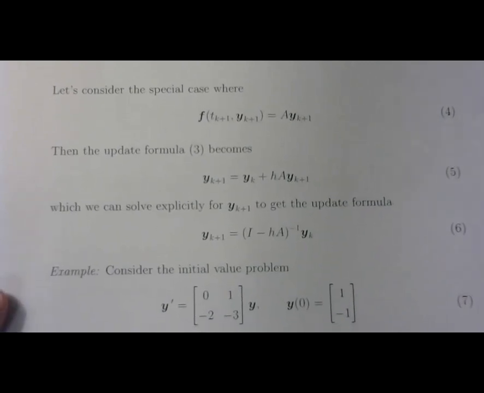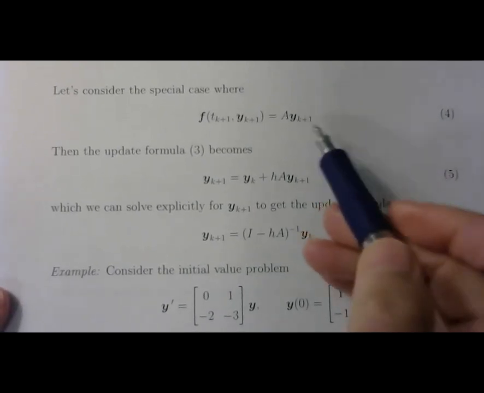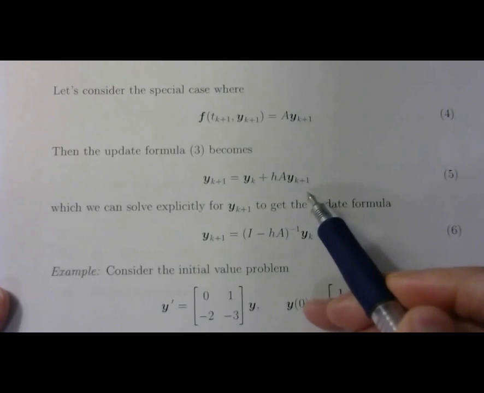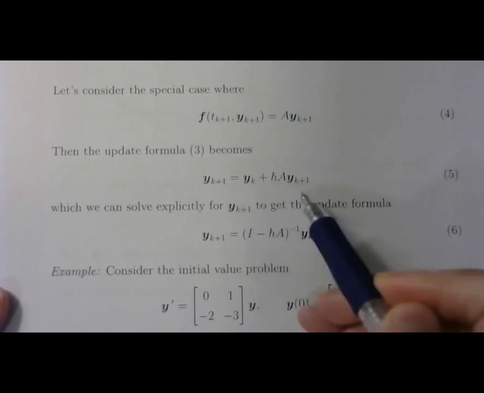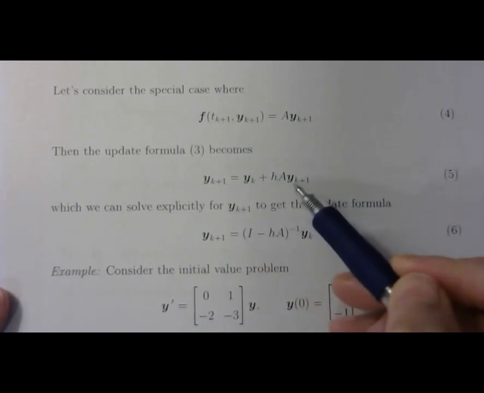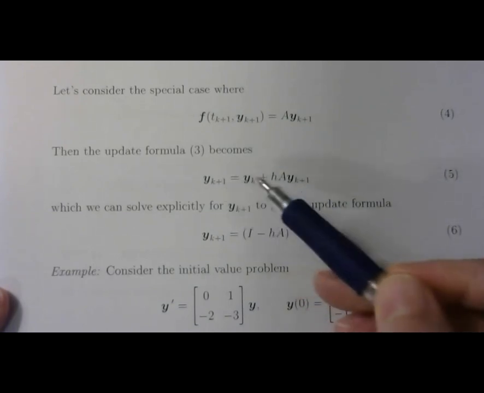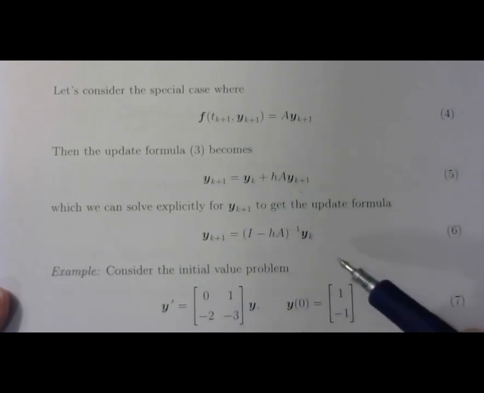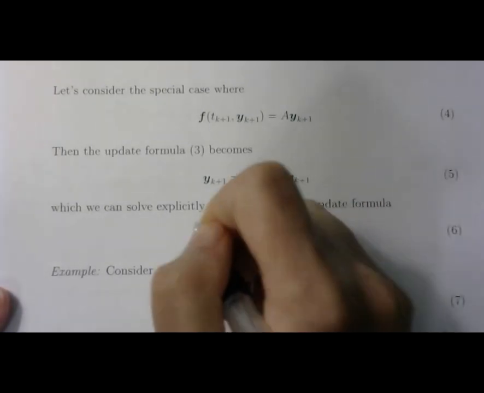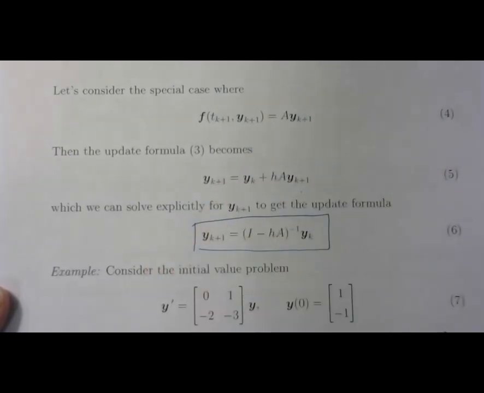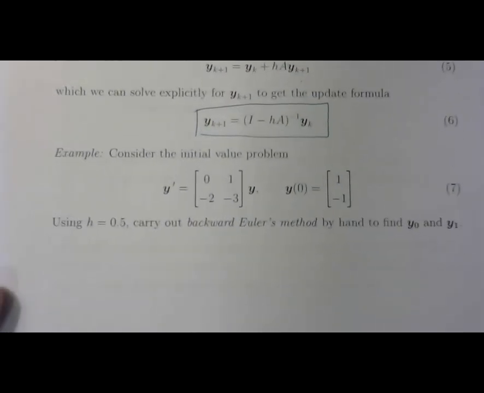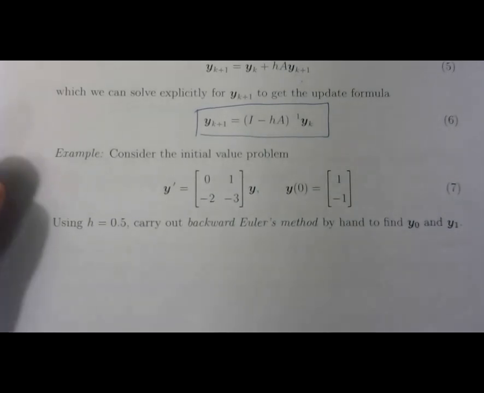If I have a linear system that looks like this, then the update for backward Euler becomes this. I can solve that explicitly, right? I subtract hAy_{k+1} onto the other side, and then I multiply by the inverse of this matrix. And then I get an update formula, right? This is actually a backward Euler update formula for a linear system. So I can do an example where I solve this, right?